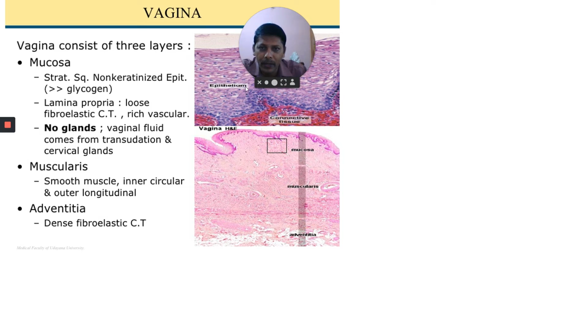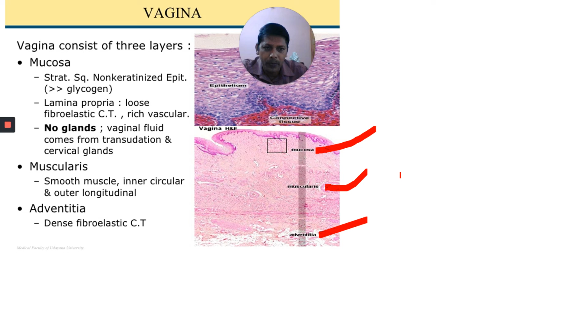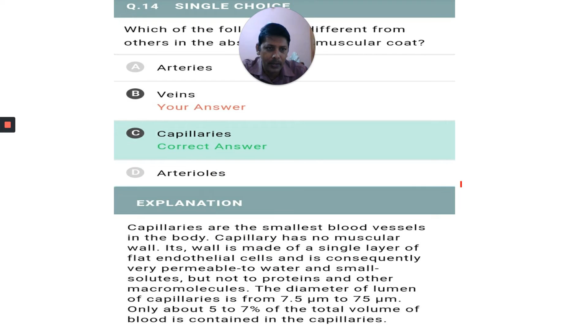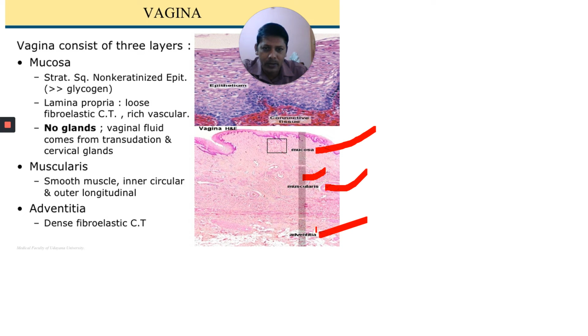Vagina consists of three layers. Here you can observe the adventitia layer. The next layer is the muscularis. What is the innermost layer here? Mucosa. After the mucosa, above this, there is a muscularis, a muscle layer, and after that the adventitia is present. Here, no glands.